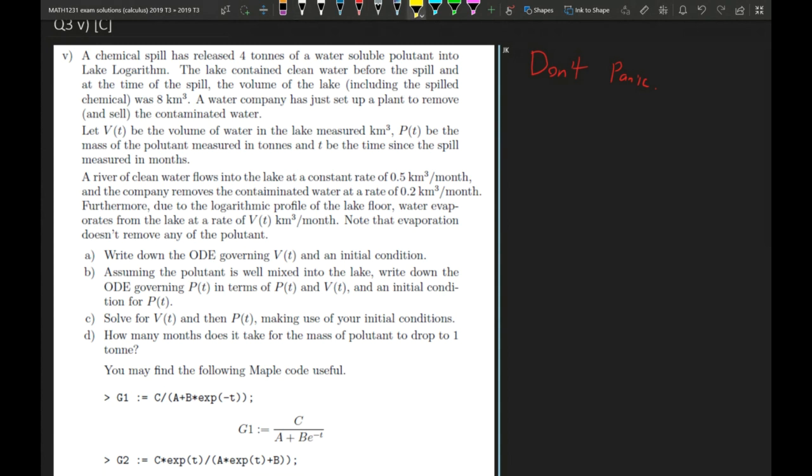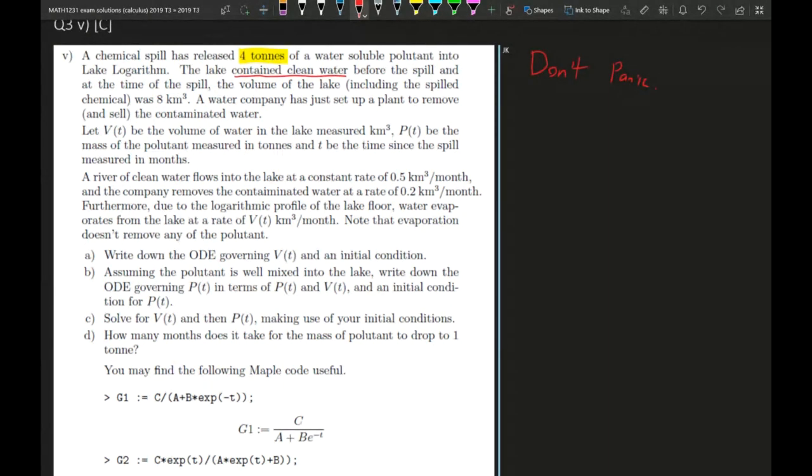Anyway, so let's see. So we have a lake. Now, there's a lot of information here, so I'm going to try and highlight the information I think is essential. It says that there is a chemical spill, which has released 4 tons of a chemical. It's water soluble, so it's going to mix into the water. Now, it does say it was clean water. That's important because it's saying that there's no other source here. It's just from that 4 tons initially.